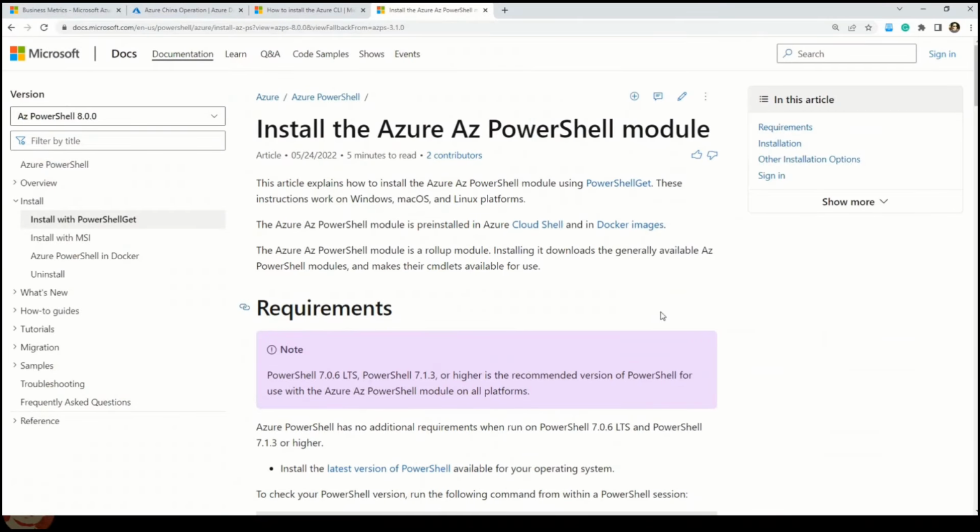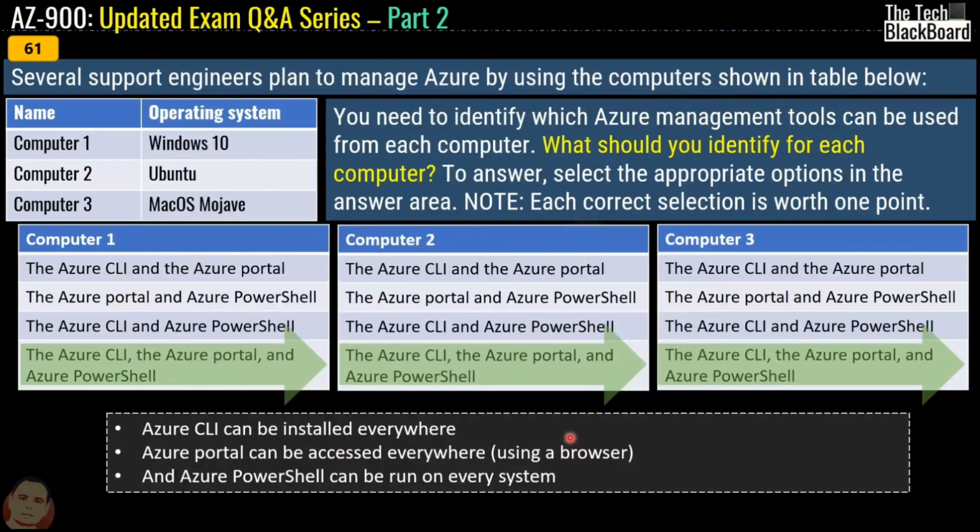And if you are interested to read more on Azure PowerShell, then this is the Microsoft documentation. This documentation will guide you on how to install Azure PowerShell using the module PowerShellGet. Importantly, note that it's written that this will give you instructions to work on Windows, Mac OS and Linux. And these are the three operating systems mentioned in our question as well. That's the reason I have included PowerShell also in my answer. Now, hopefully after seeing the Microsoft documentation, you are clear about the logic of choosing all these options as an answer for all the three computers, or should I say for all the three operating systems.